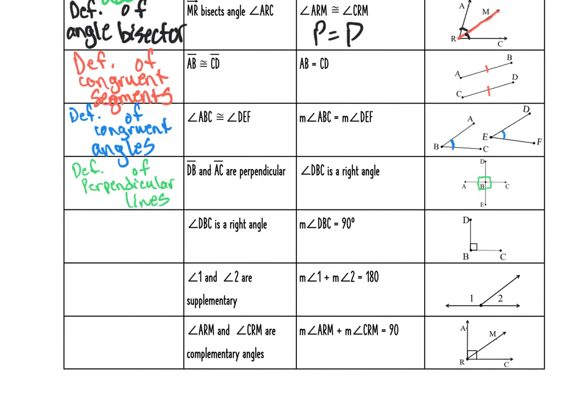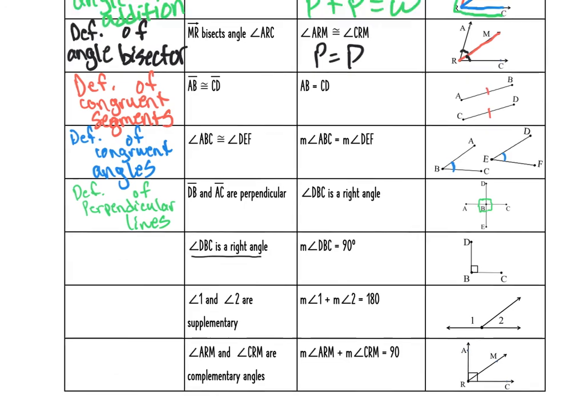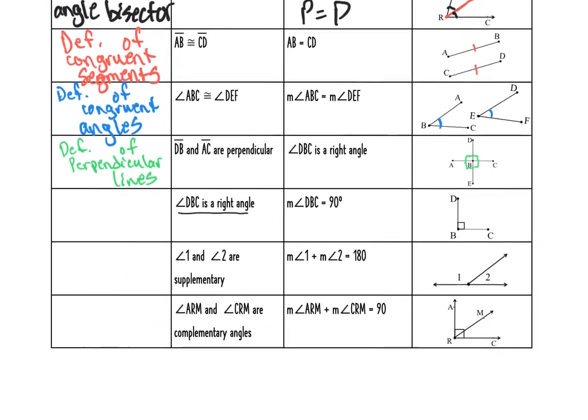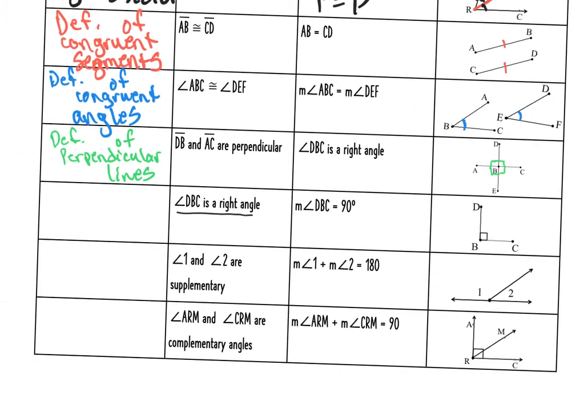Cool. Okay, then we've got angle DBC is a right angle, and we know what a right angle is. If it's a right angle, then the measure of angle DBC has to be 90 degrees. So again, the given is that it's a right angle, and the conclusion that we can make is that the angle measures 90 degrees. This is true by the definition of right angle, just the definition of a right angle.